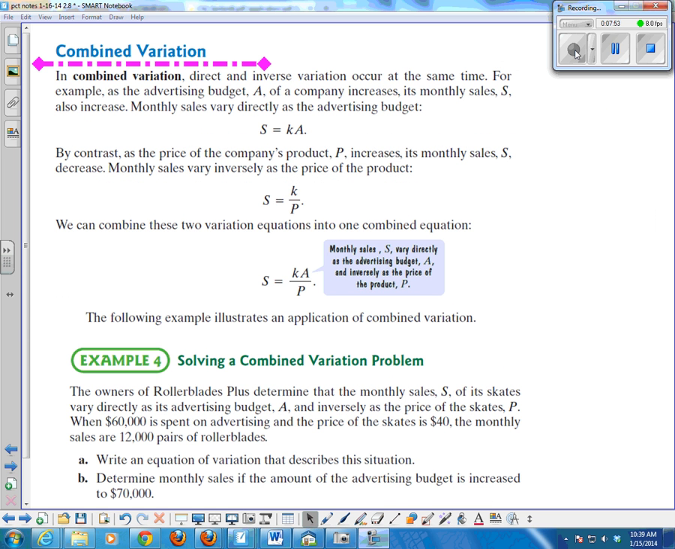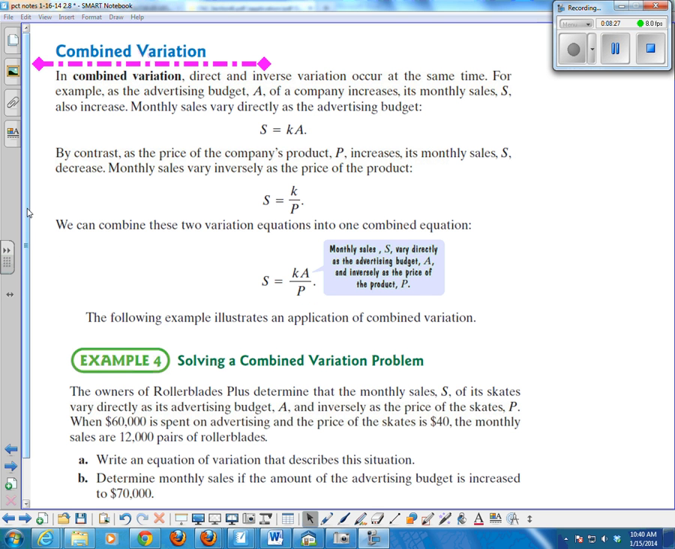Okay, turn the page. Next topic is combined variation. This would be for when you have multiple variables, where direct and inverse variation occur at the same time. So in this case, we have monthly sales S varies directly, so varies directly is the k here, as advertising budget. So the A is going to be on top, and varies inversely as the price, so that means the P is going to be on the bottom.